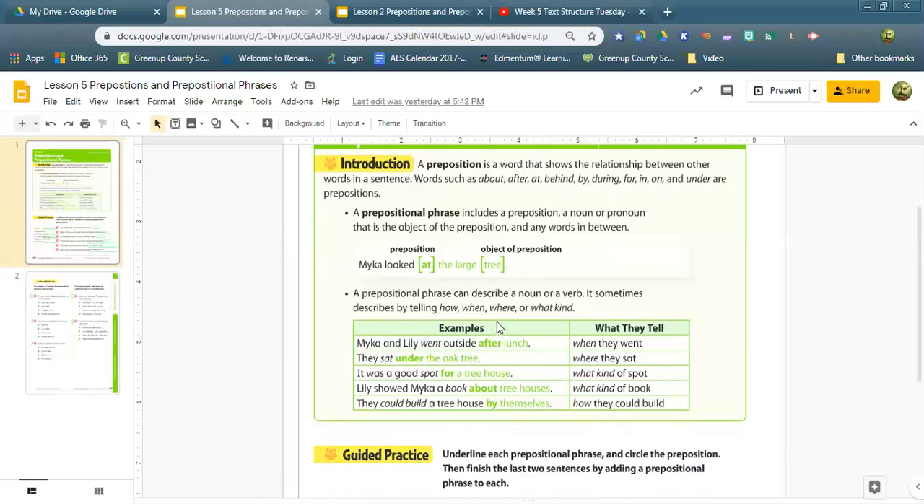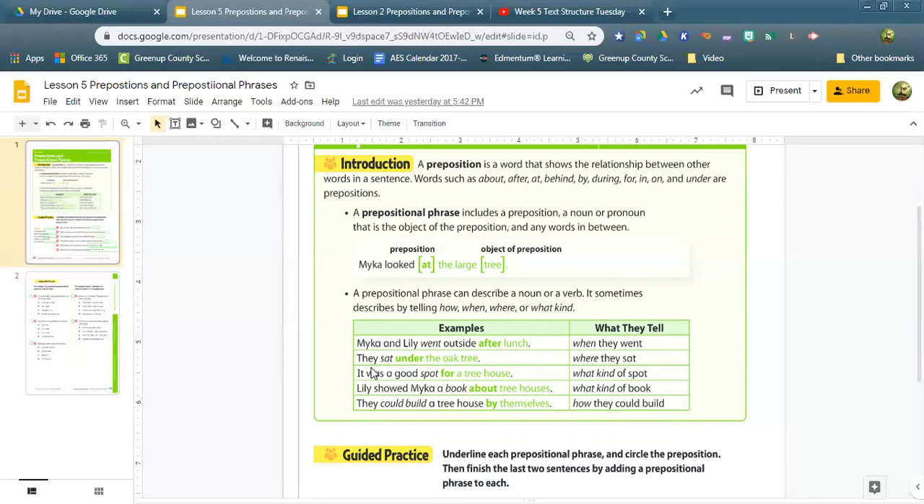A prepositional phrase can describe a noun or a verb. It sometimes describes by telling how, when, where, or what kind. So we have some examples here, and we're going to look at the prepositional phrase and see what it's telling us about the sentence, okay? Micah and Lily went outside after lunch. After is your preposition, lunch is your object, and your entire prepositional phrase for this sentence is after lunch, okay? And it's telling us when they went. They went outside after lunch, okay?